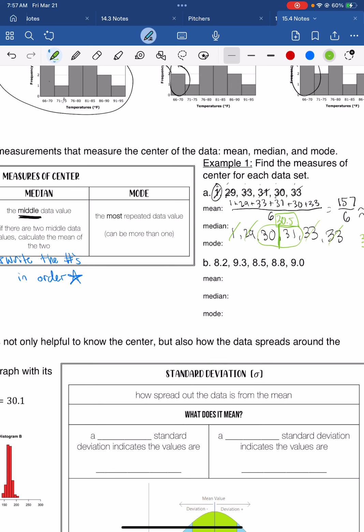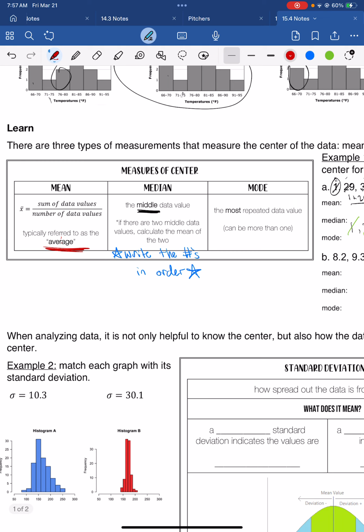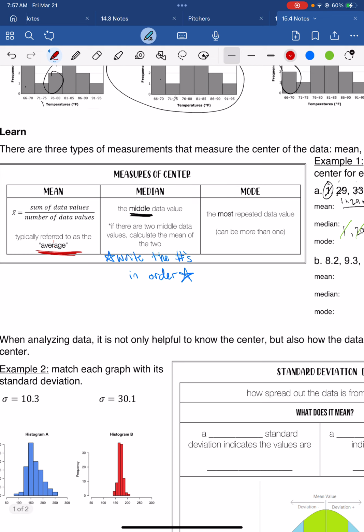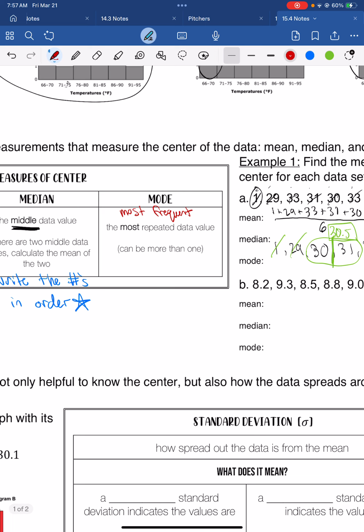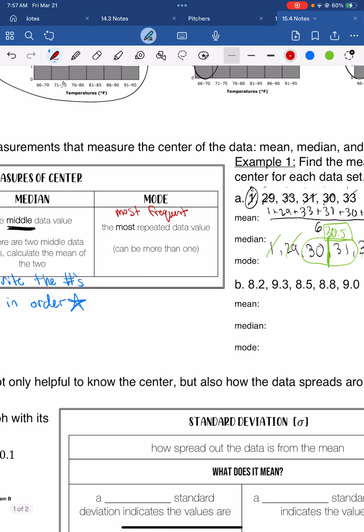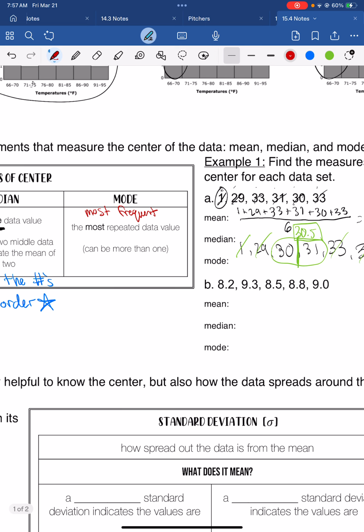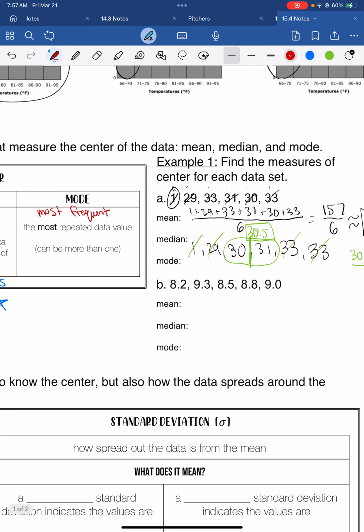Okay, and then mode is going to be the most repeated value, the most frequent number that you have. And there can be more than one mode. So if there were 2 numbers that have the same amount, then there would be 2 modes. But in this case, when we look, we have 33 and 33, so two 33s and no other numbers repeat. So our mode, our most frequent number, would be 33.